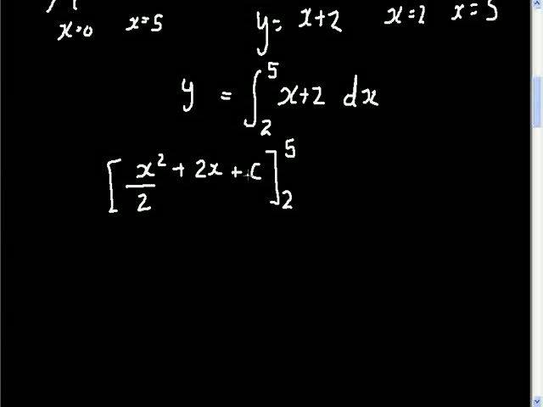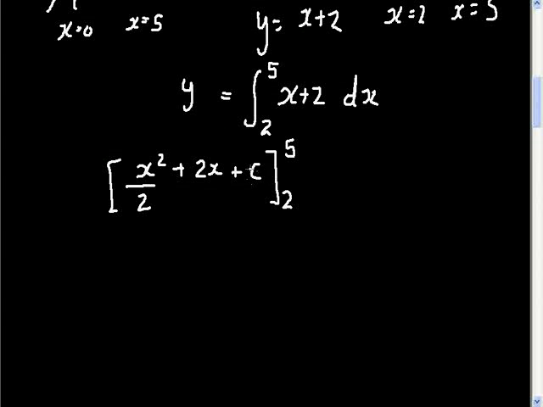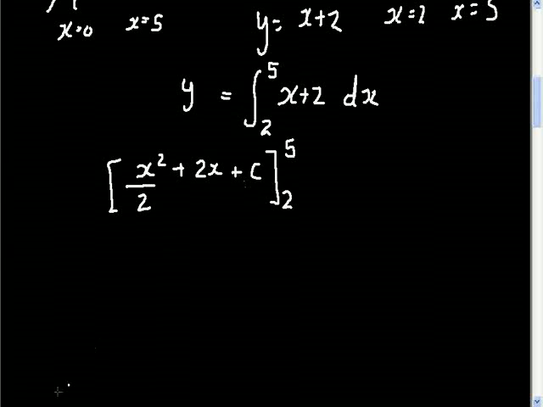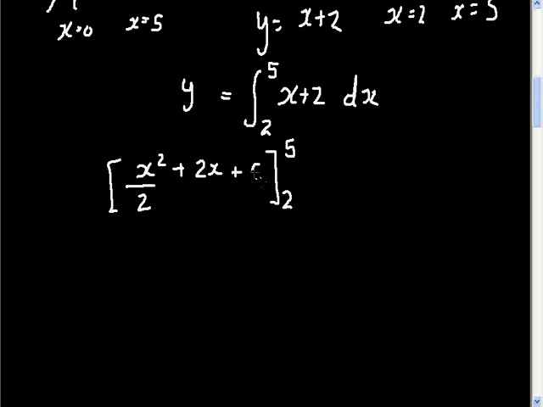So this constant term does not have an x term. Usually when you do definite integration, you could actually leave out this c, because that does not involve an x value. So when you do definite integration, you can leave out the c. If I substitute 5 instead of x, I get 25 by 2 plus 10. 2 times 5 is 10.